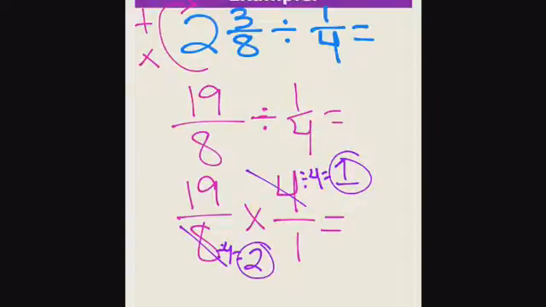Okay, there's no other common factors here, so now we can multiply. 19 times 1 is 19. 2 times 1 is 2. So we get a final quotient of 19/2.